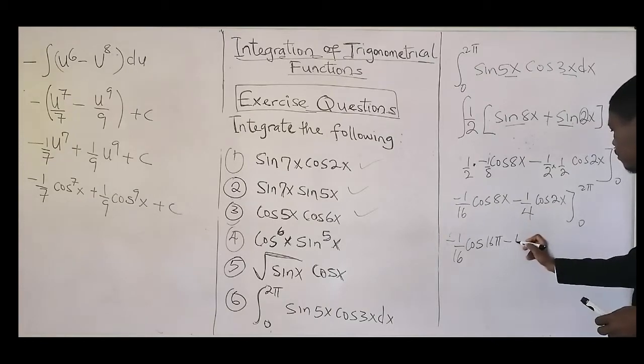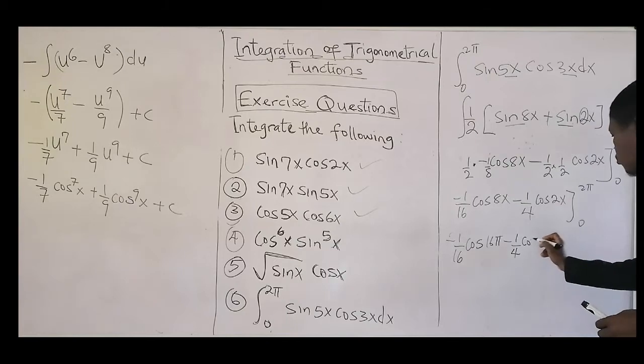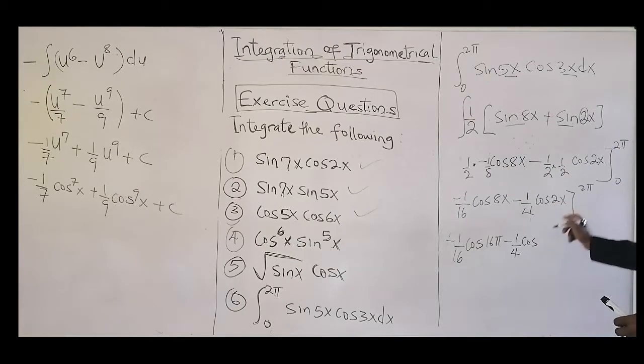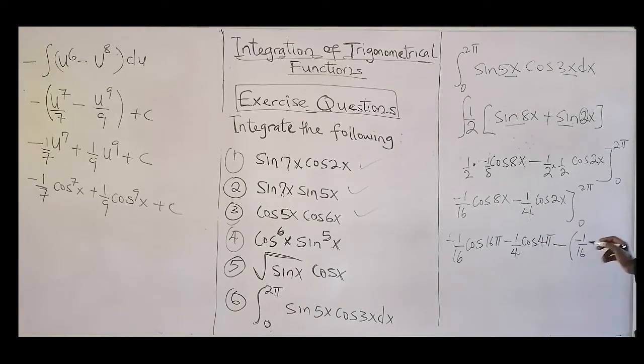Then minus 1 over 4, minus 1 over 4 cos. This will give me cos 4 pi. Then minus, open your brackets. Again, do the same thing. Minus 1 over 16. 2 times, that's 0. That's a cos 0. Cos 0, then minus 1 over 4. Cos 0, that's 1. Yeah, this also cos 0.